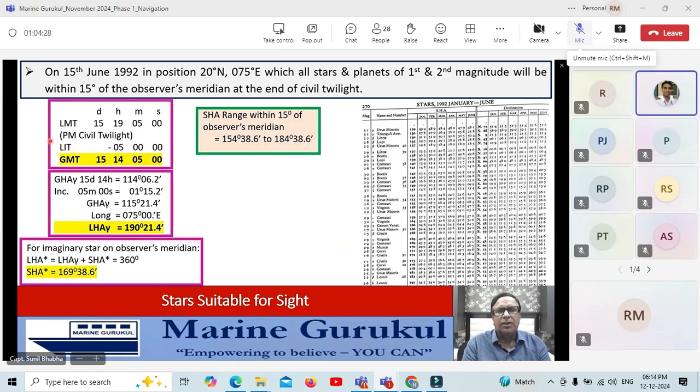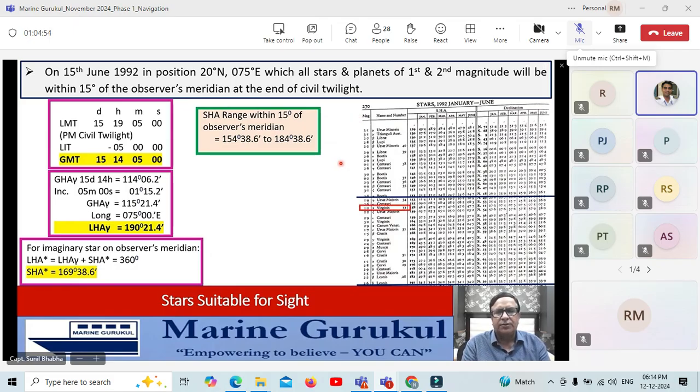Now, if we go to the table for stars in the nautical almanac, we know that this information is tabulated in the ascending order of the SHA. We identify this range that we have calculated, and we see that this is the range which is in question here. Now, in this range, we find out the stars of first and second magnitude. Magnitude is in the first column.